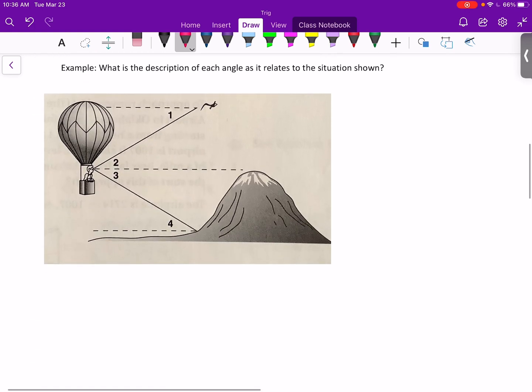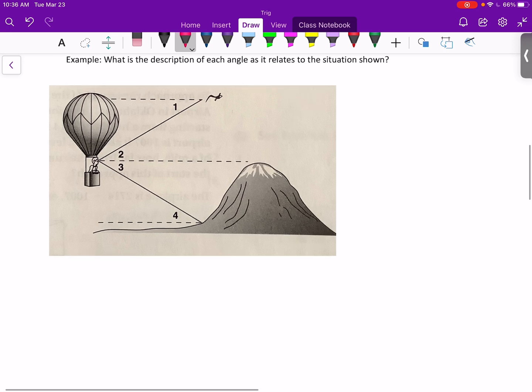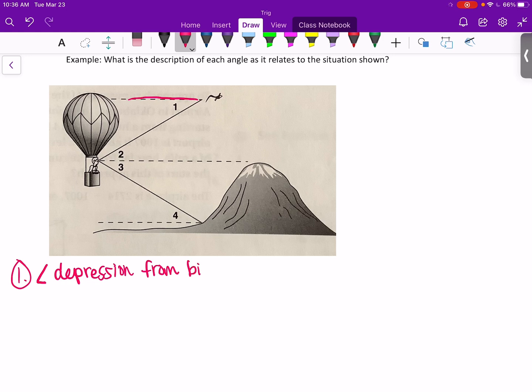Let's practice labeling some of these angles. Starting with angle 1. Since angle 1 is below this horizontal line, it is the angle looking down from the bird to the balloon. So this is an angle of depression. So angle 1 is an angle of depression from the bird to the balloon.